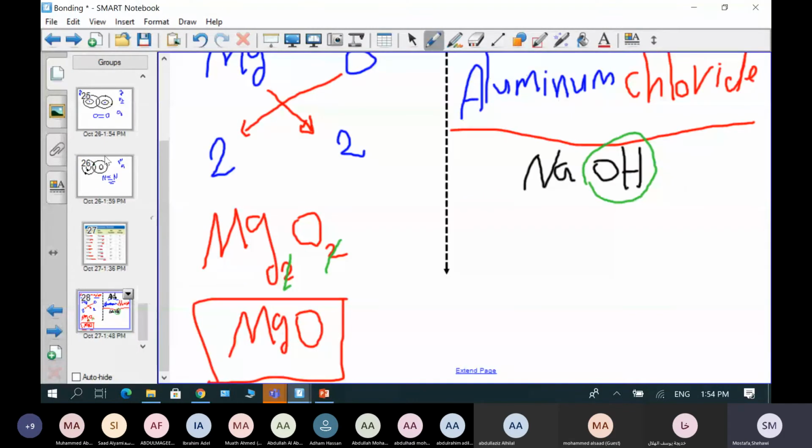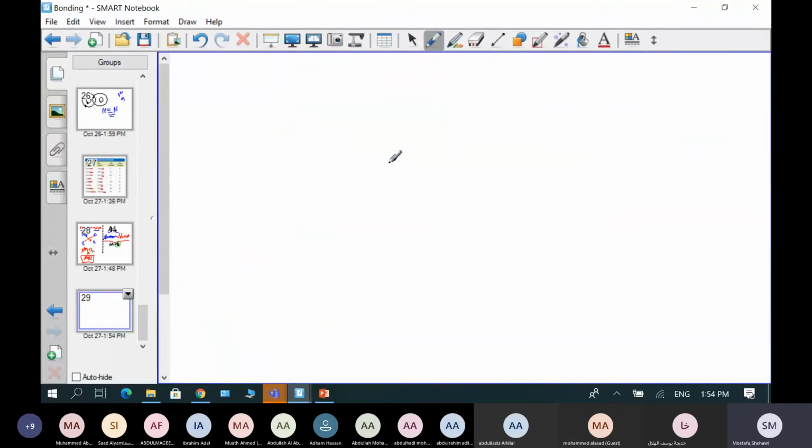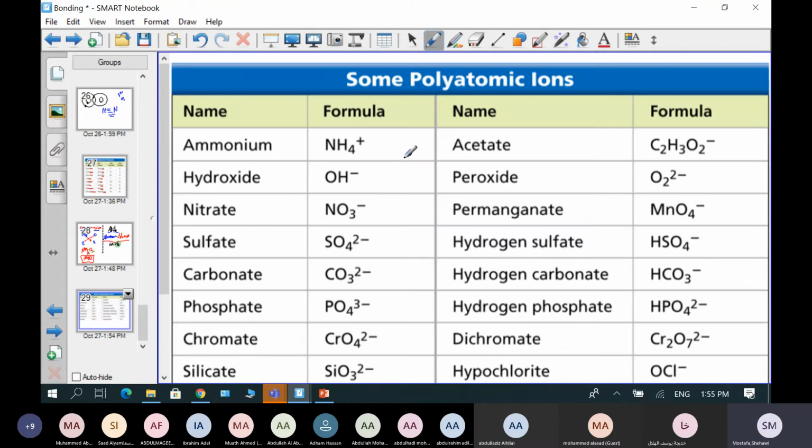I will put it here for you, another one, so you can understand what I'm talking about. So this polyatomic ion, what does it mean? This is a group of atoms that is covalently bonded. I will explain the details later. But when they get into chemical reaction, they react as a single ion.